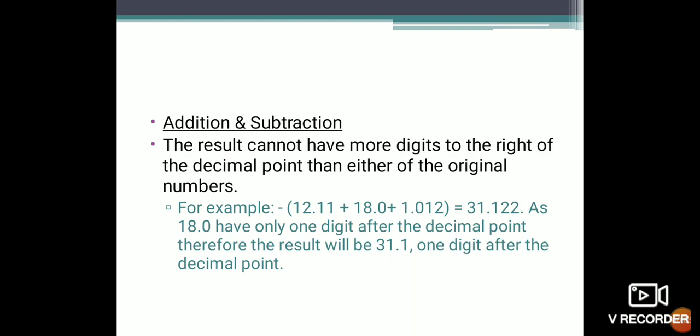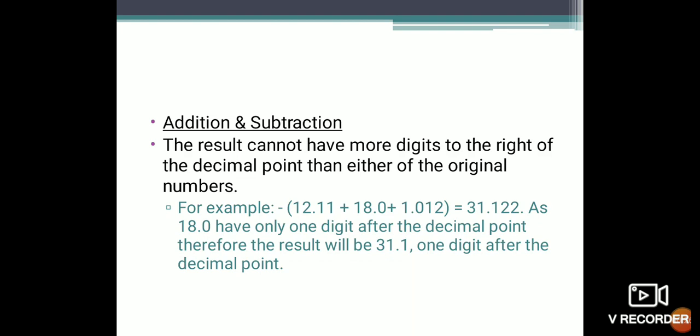We have studied about significant figures: all meaningful digits along with one doubtful or uncertain digit are considered as significant figures. We have studied certain rules for determining the number of significant figures. Hope you all understand well.